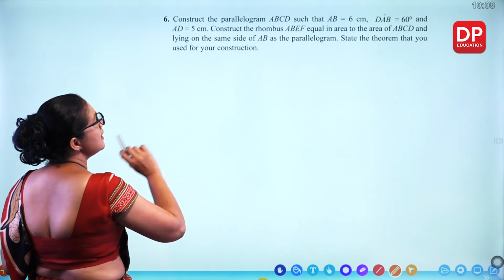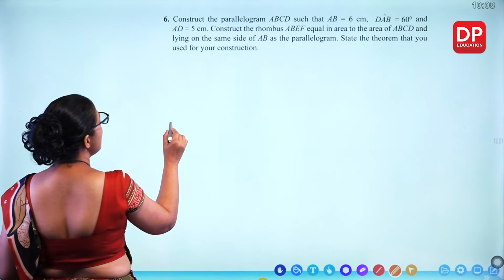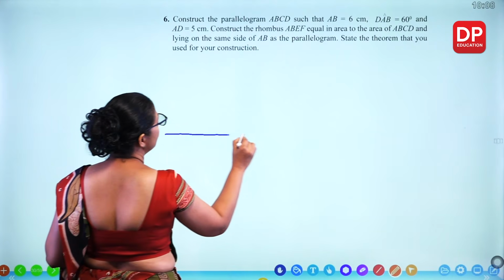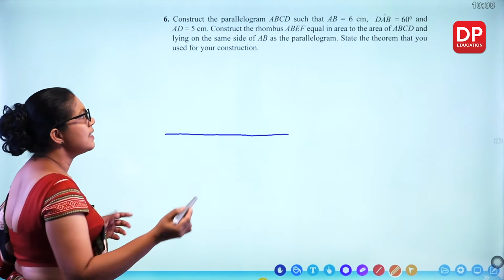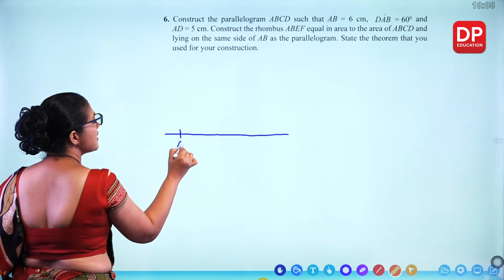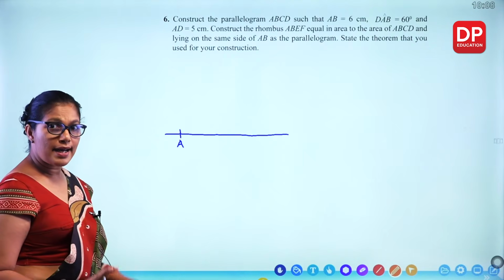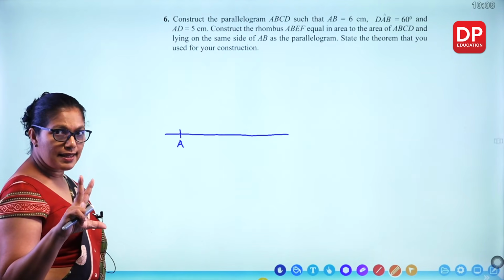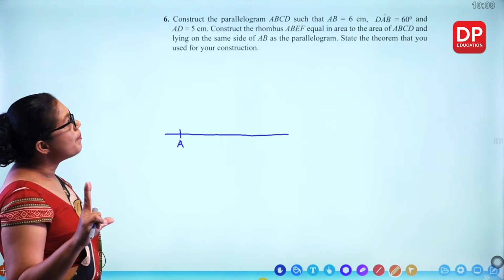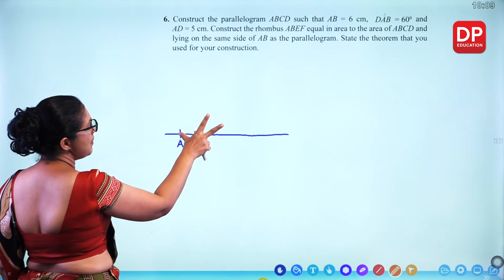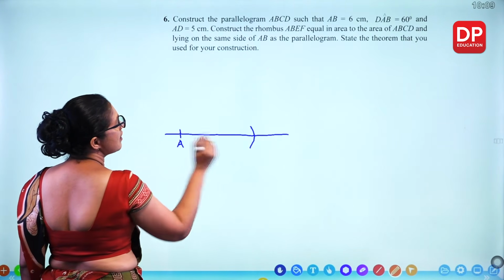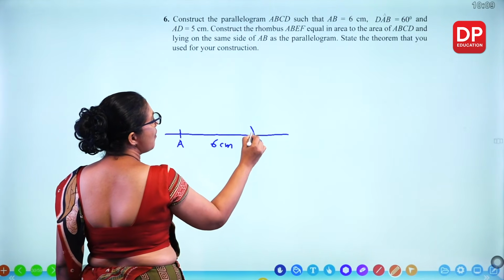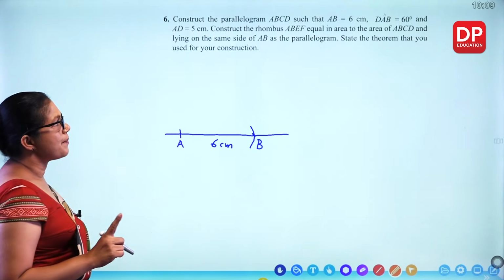ABCD is a parallelogram. First I can draw line AB and mark A as any point. Then how can I construct? I can take 6 centimeter length from the compass, keep it here and draw an arc. So this is 6 centimeters, and that point I can mark as B.